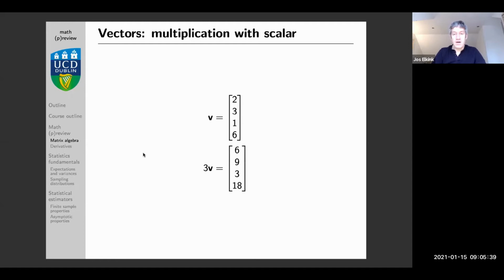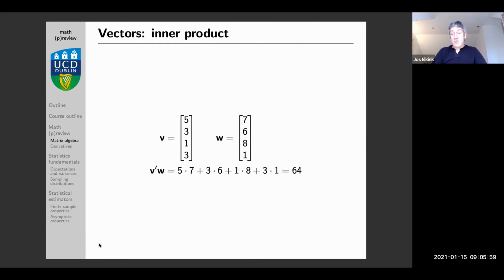Multiplying a vector with a scalar, with a number, means that you multiply every element in the vector with that number, and you obtain a vector that has exactly the same shape, the same size, the same direction as the original vector.